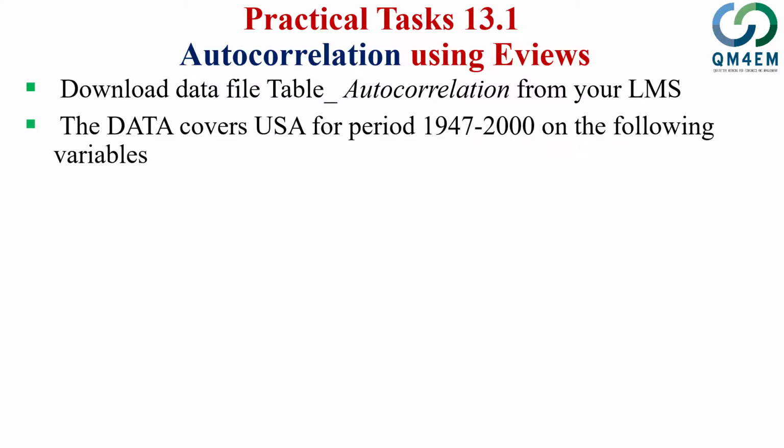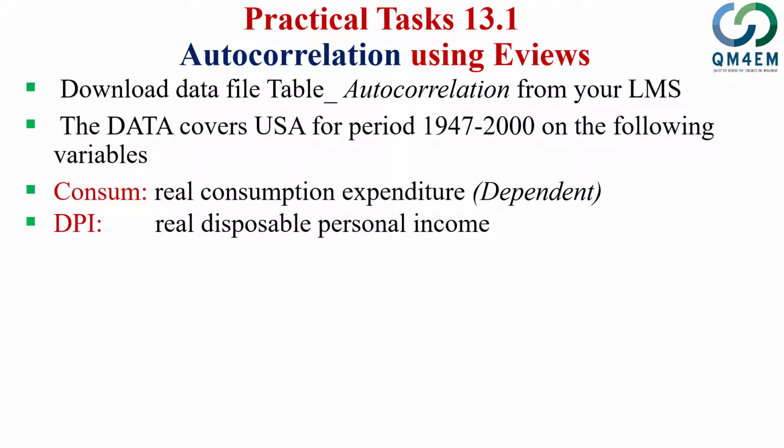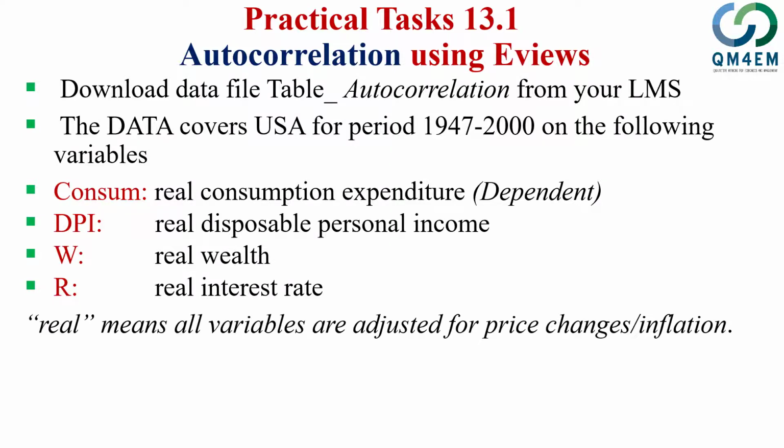So the data cover the USA for the period 1947 till 2000 on a number of variables. These variables include consumption, real disposable personal income, real wealth, and real interest rate. Now please note that these four variables are in real terms, or in other words, these are adjusted for price changes or inflation.